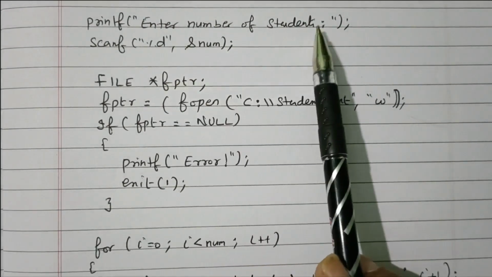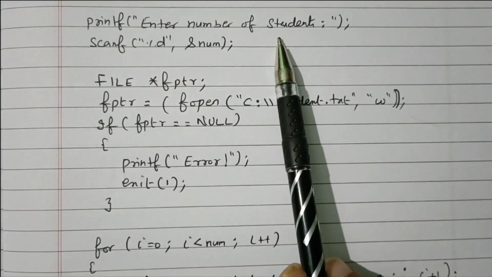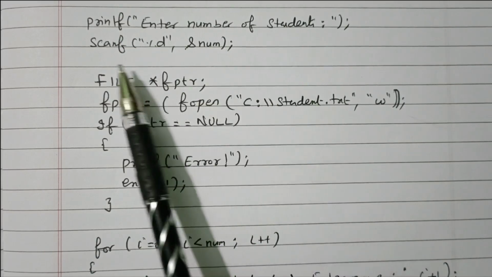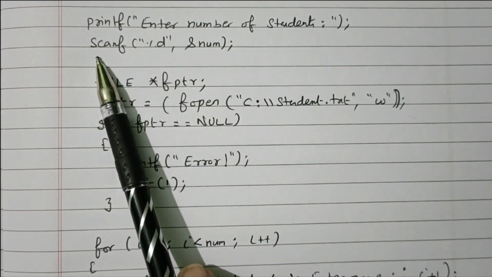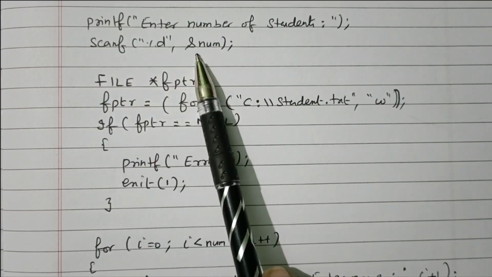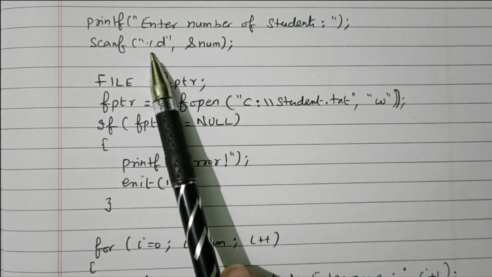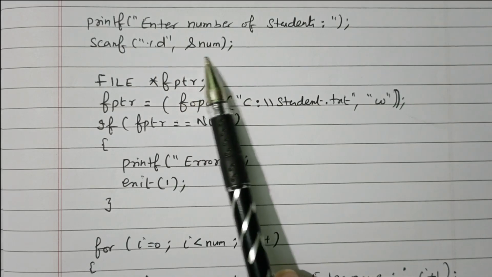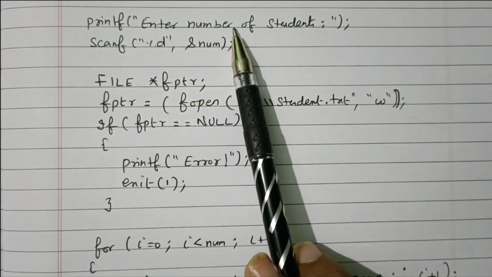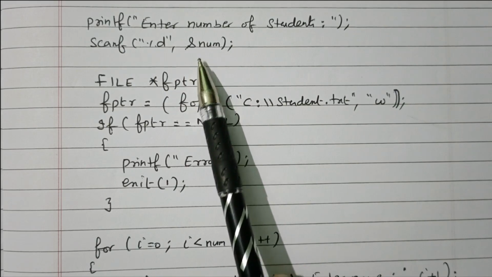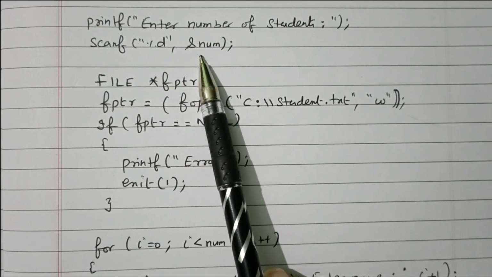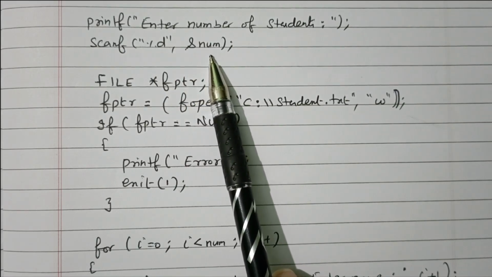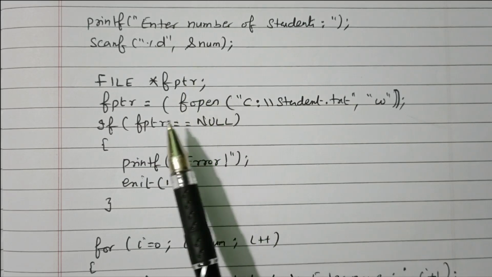Printf enter number of students. So the user will enter the number of students. That is read by scanf, %d and &num. %d refers to integer type, and &num means the address of num. The number entered by the user will be stored at the address of num. Now we will know how many students there are.